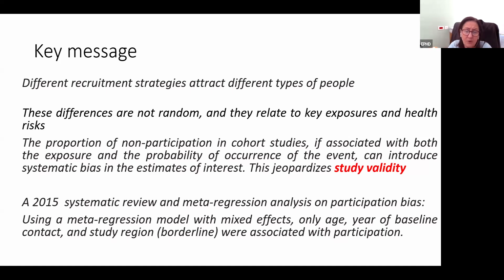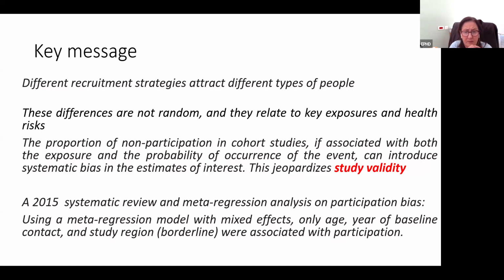You could be very healthy, or on the other side, you could be having many health problems. But anyway, one always has to compare those who participated to the non-participants and see whether they differ in terms of basic characteristics, because otherwise, if they do differ, this might jeopardize the study validity.